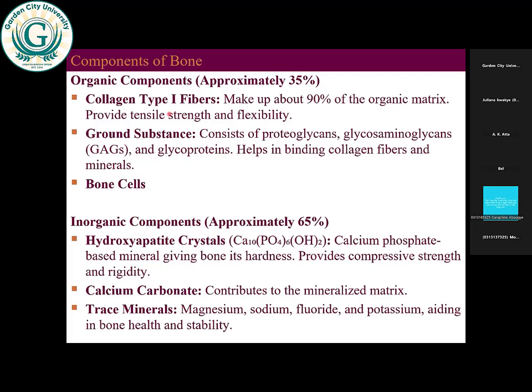collagen fibers, type 1. If the body cannot produce this type 1, of course, then you're going to have a brittle bone. The inorganic component which gives the bone its hardness is what we call the hydroxyapatite crystal. So, calcium phosphate base minerals giving bone its hardness. So to have these minerals.